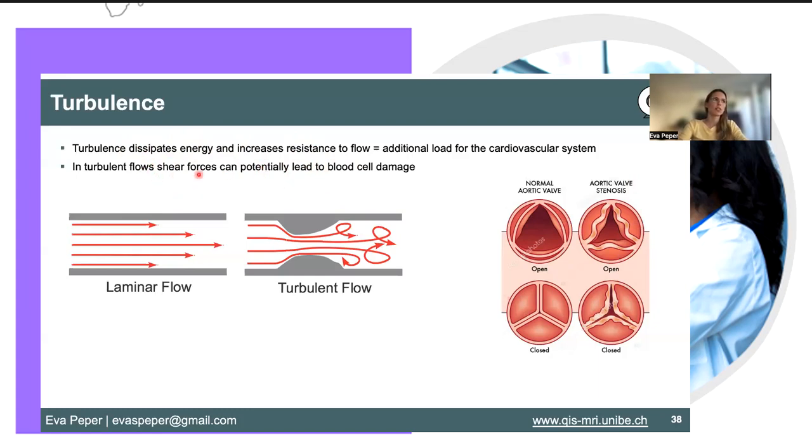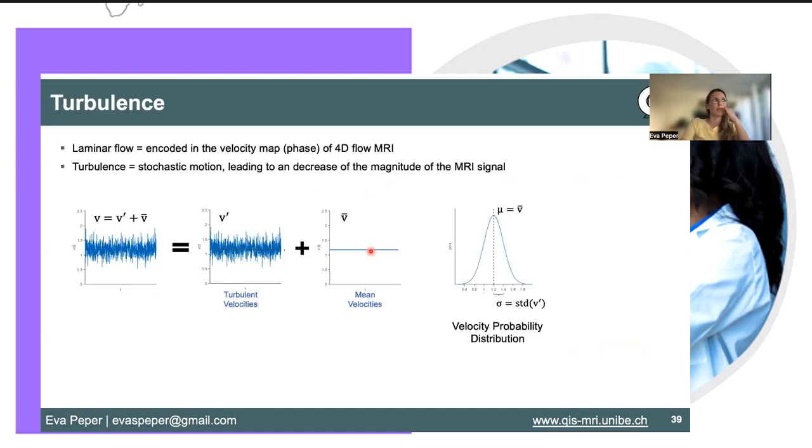But there is also an argument that this turbulent flow, because of the high velocity, has shear forces that can damage the blood cells themselves. So it's interesting to look at turbulent regions anyway. What we looked at so far is just laminar flow, so we had one mean velocity that we encoded in our image.